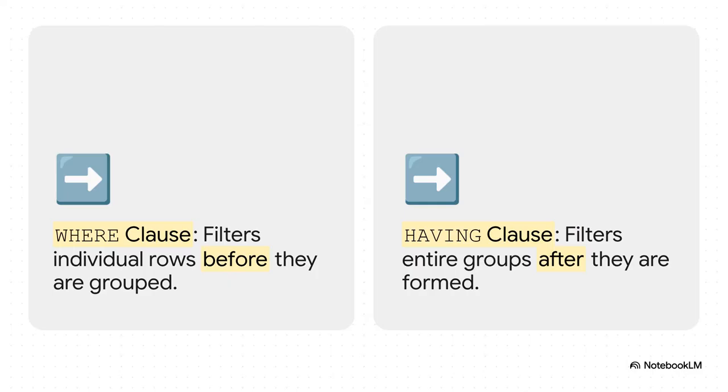This is probably one of the most important distinctions to get right. Let's break it down. The where clause is like a bouncer at the door. It filters individual rows before they even get into the party, before they're grouped. Having is like the host kicking people out after the party started. It filters the entire groups after they've been formed and calculated. The order of operations is absolutely crucial here.